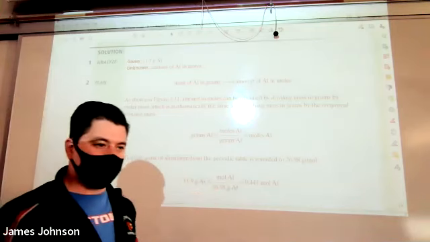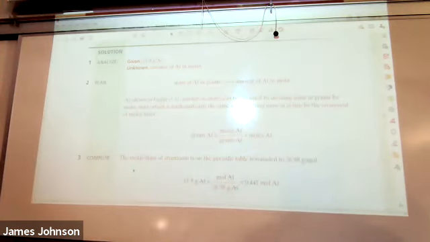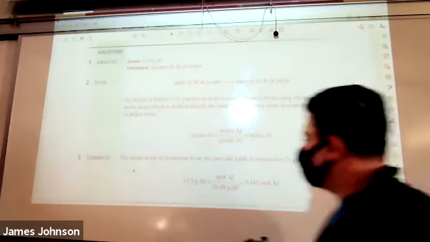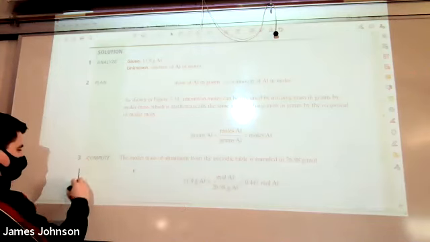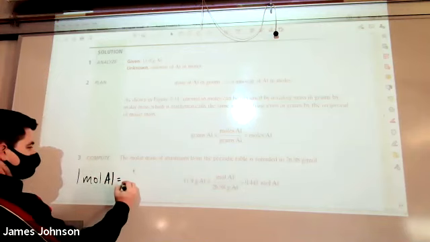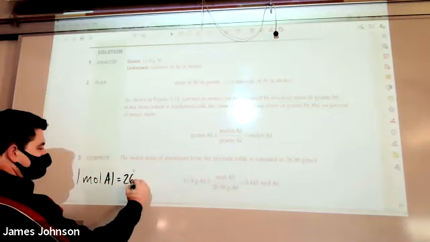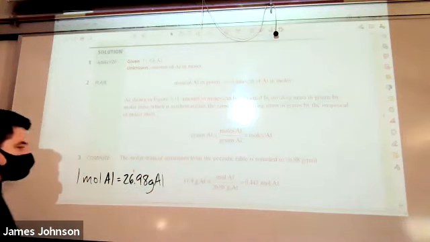At this point, students really start to think, well, how do I know if the 1 goes on the top or the bottom? I say, what's your statement of equality? What's your statement of equality? In this example, from the periodic table, we see that 1 mole of aluminum is equal to 26.98 grams of aluminum.